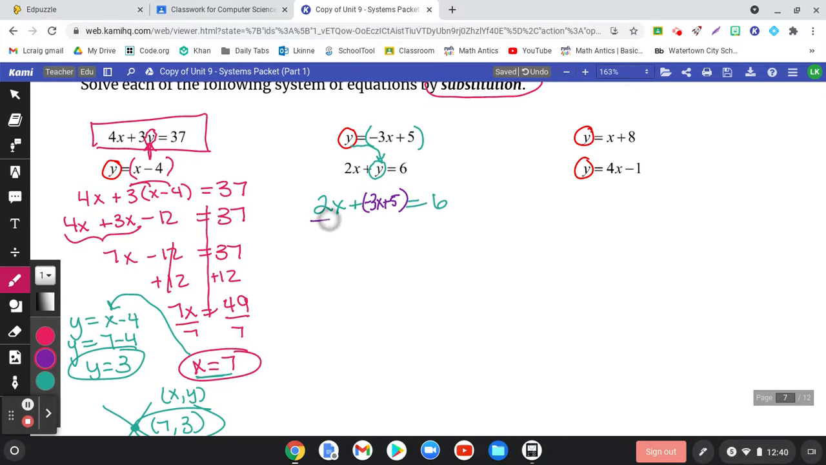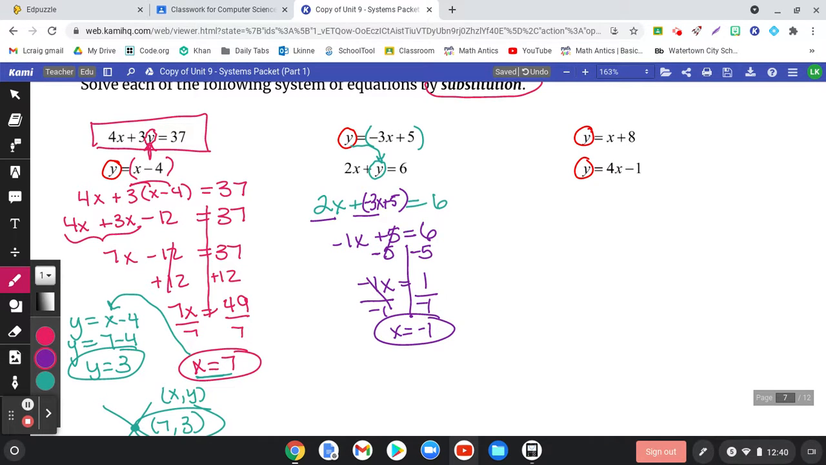So now 2x plus negative 3x is negative 1x. And the plus 5 isn't going to change it. If there was a negative in front or a number, you'd have to distribute. Trying to solve for x here, so we'll subtract the 5. Negative 1x equals 1. Divide by negative 1. So x equals negative 1.